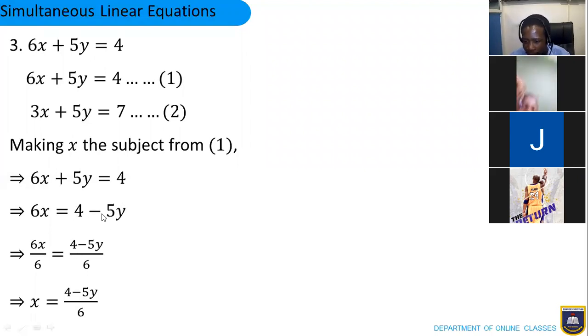Are you okay with that part? Yes, sir. Okay. Now what we do next is divide the whole thing by 6 because we want to make x the subject. So I'll divide 6x by 6 and divide 4 minus 5y also by 6. That is what we had here: 6x divided by 6 is equal to 4 minus 5y divided by 6. Are you okay now? Okay, sir. So 6x divided by 6 will give us x, and that will be equal to 4 minus 5y, all divided by 6. I hope you're okay. Yes, sir. Good.